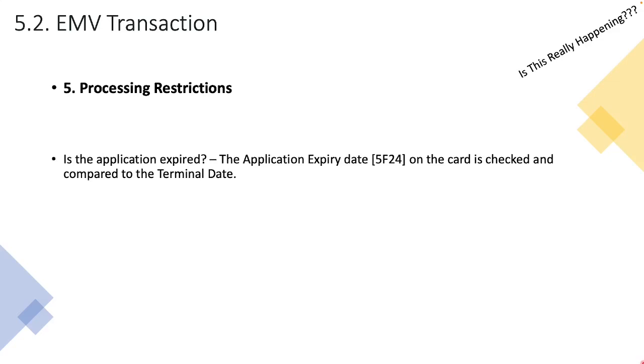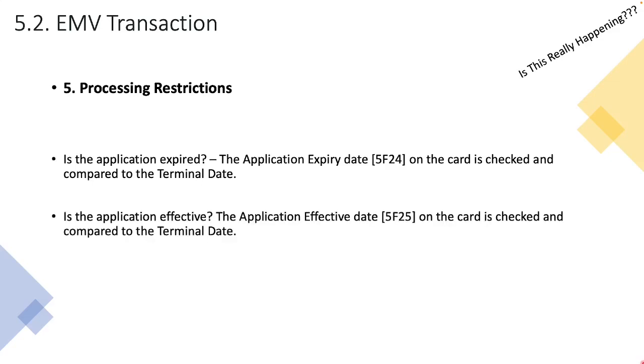So things that we would check during processing restrictions is the application expired? Okay, so is the date of the transaction, is it after the date of expiry of the application? Okay, so the application expiry date, tag 5F24 on the card, is checked and compared to the terminal date.